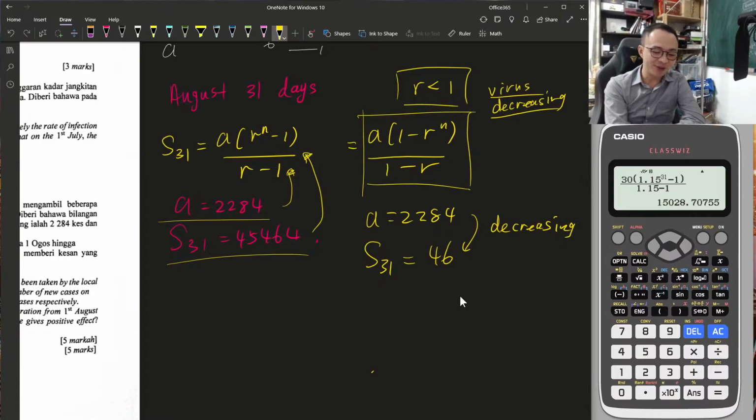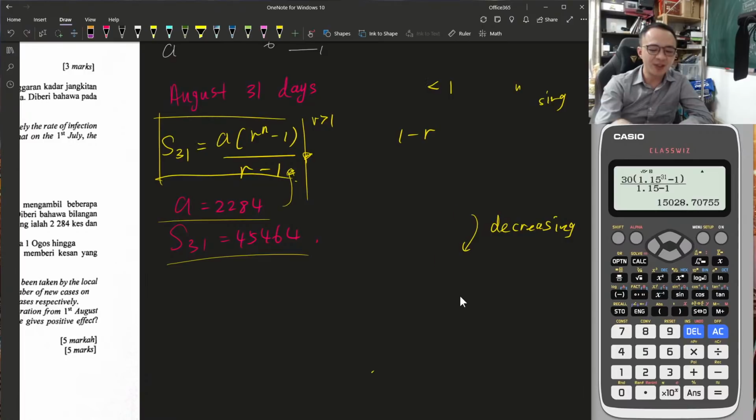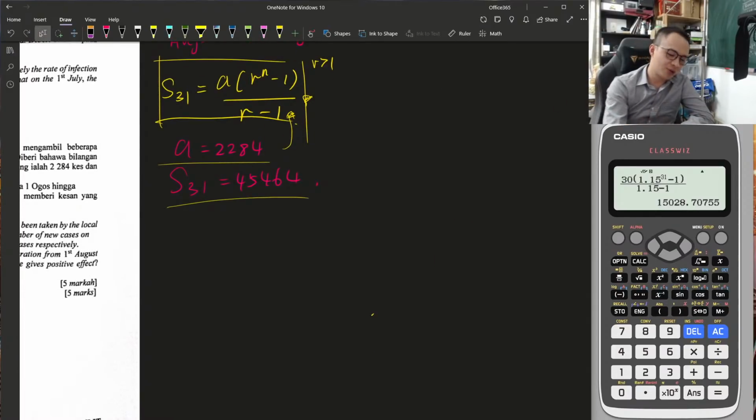But in this case, you can see the first of August is 2,000 cases, but at the end of August we have about 45,000 cases. So obviously it's increasing. Then I will assume R is bigger than 1, so we will use the first formula. Sometimes you have two formulas for Sn, so you must be very careful. This is just the explaining part; you don't need to write both formulas here. So we just substitute everything into here and solve it.